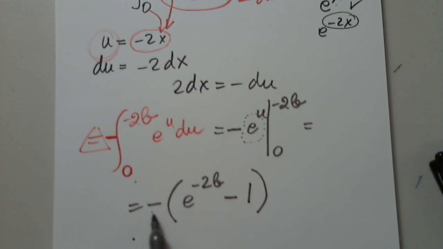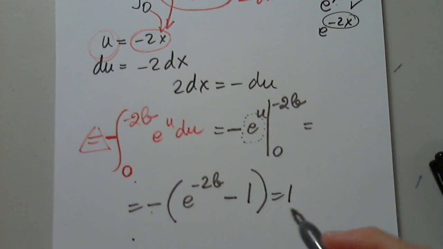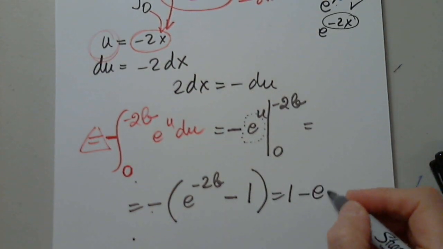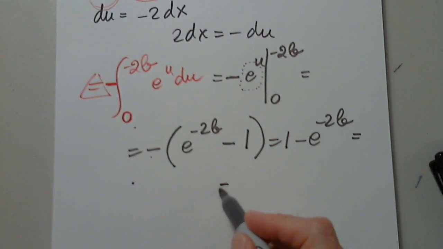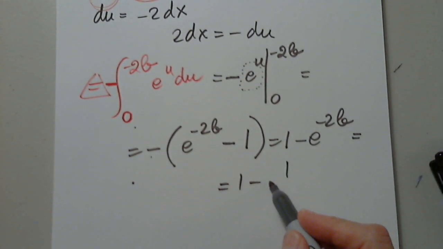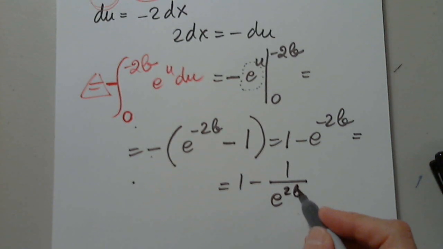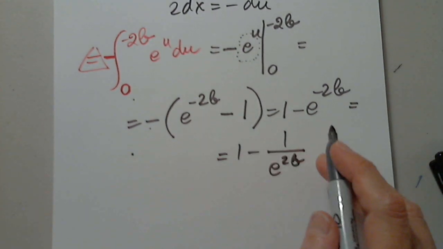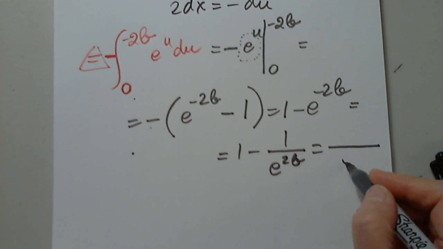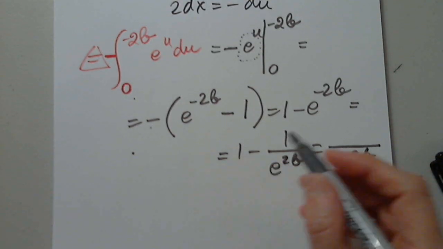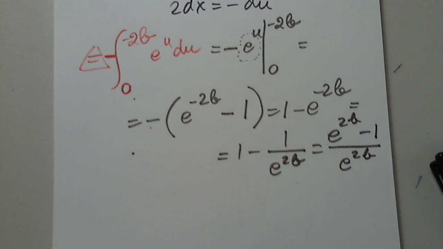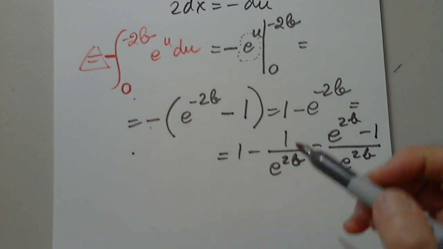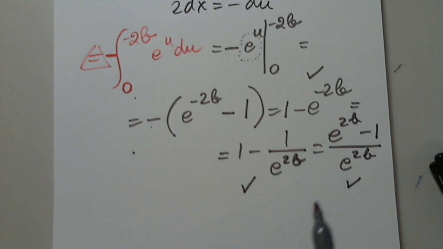Exactly. If you don't want to have a negative leading coefficient, you can distribute it. So I have negative 1 times negative 1, that's 1. And this minus e to negative 2b. If you don't want the negative exponent, then you just have to write 1 over e to 2b. If you don't want to leave it like this, then you will find the least common denominator, e to 2b. You multiply e to 2b minus 1. There is nothing else that can be done here. This is okay, this is okay, this is okay.